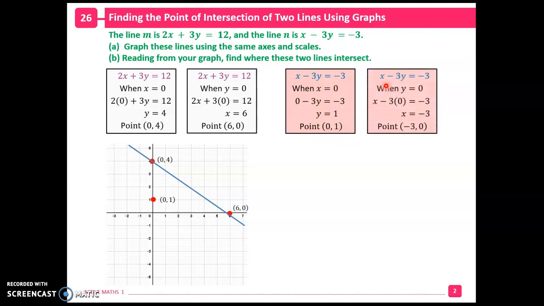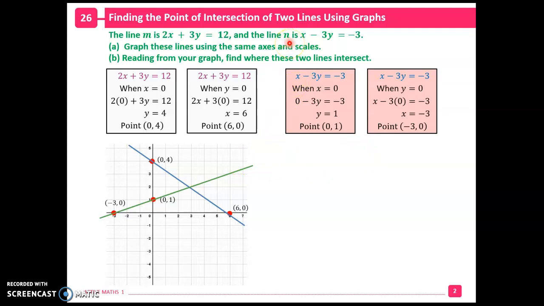I'm going to use y is 0. So y is 0, plug that into my equation, substitute it in. I've got x minus 3 nothings is nothing, so x is equal to minus 3. So I've got the point minus 3, 0. I need to put that on my graph. There it is. I've got my 2 points for this line, so I can join them together to draw in the whole line. So that green line there is that line N.